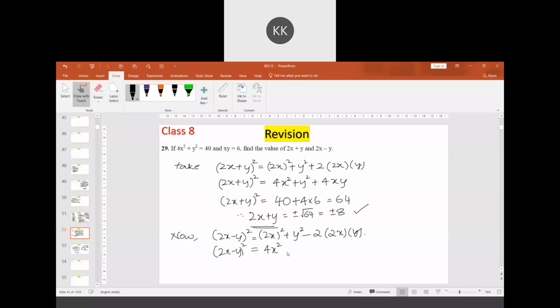4x square plus y square minus 4xy. Now you substitute. This will be 40 minus 24, which is 16. So 2x minus y will be equal to plus or minus root of 16, which is plus or minus 4. So this is an easy method.